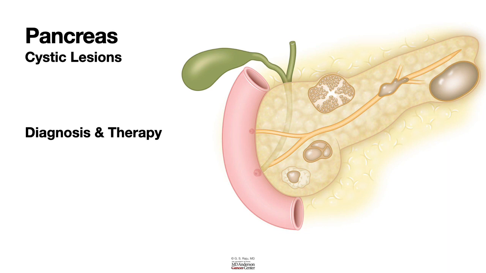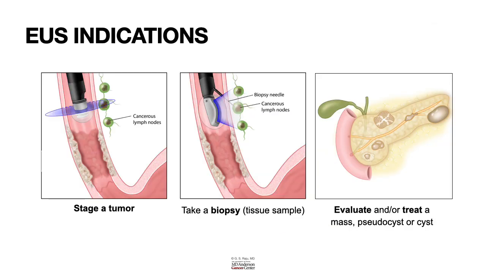In summary, there are lots of indications for EUS. One is to stage the tumor, establish the nodal spread by taking a biopsy or fine needle aspiration, evaluating and treating pancreatic cysts, mass, and pseudocysts. And in the last few years, EUS guided anastomosis, either gastrojejunostomy or hepatico-gastrostomy or duodeno-choledochostomy. These are different techniques that are being used to create anastomosis and relieve obstruction.